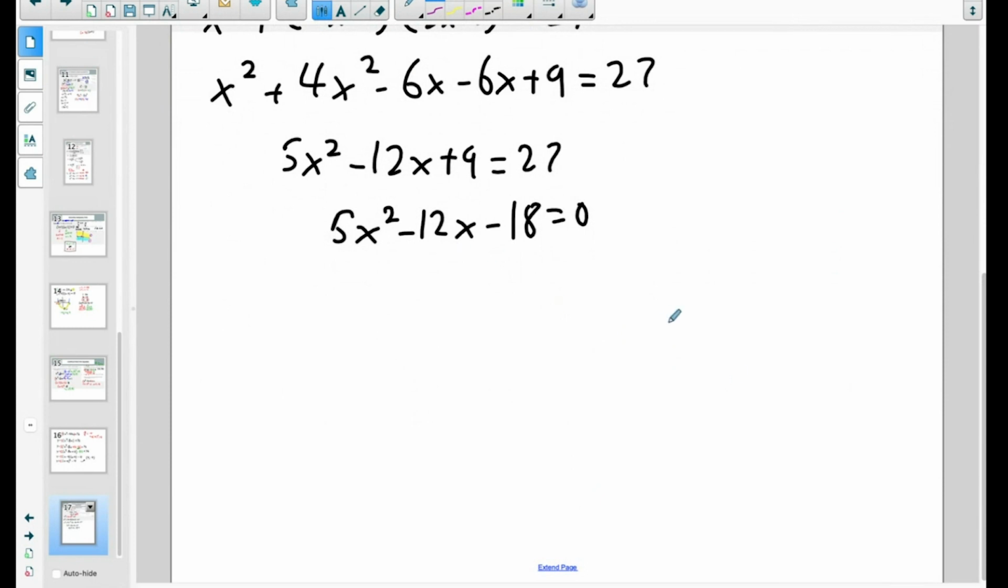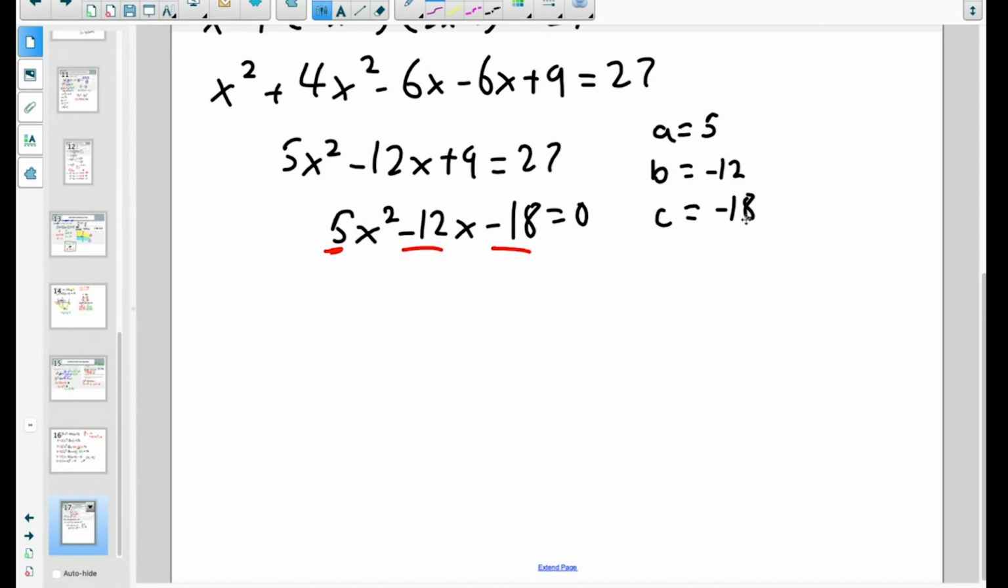From here, you can't factorize anything. You can't factor out a GCF, rather, is what I should say. Feeling kind of lazy, so we're going to use the quadratic formula. Okay, so we get a is equal to 5, b is equal to negative 12, and c is equal to negative 18. So let's go ahead and write that down. A is 5, b is negative 12, c is equal to negative 18.